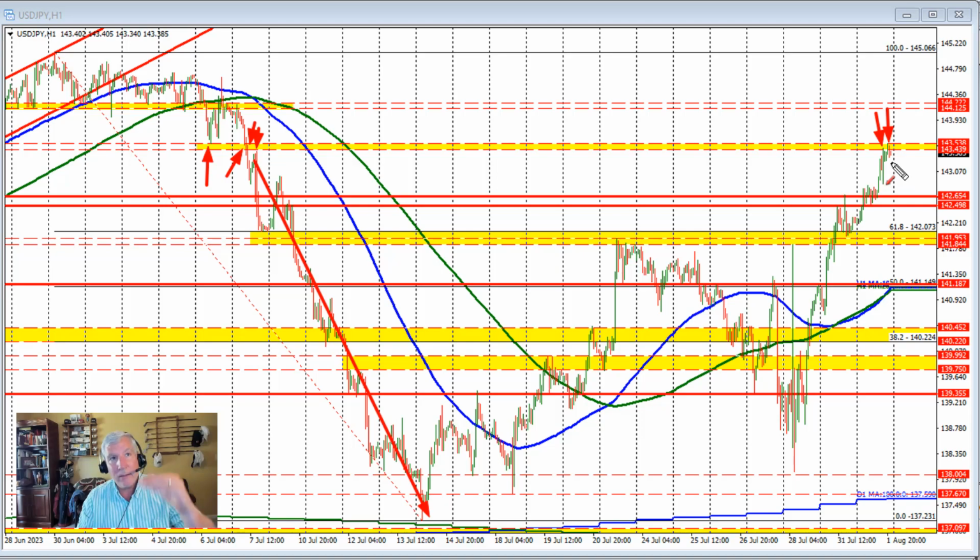And we are trying to put a lid on that pair. As long as the price can remain below 143.53, we could see a rotation back toward this 142.49 to 142.65 level on the downside. What's the importance of that level?